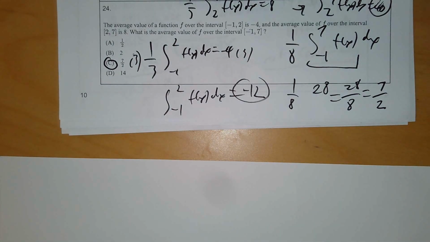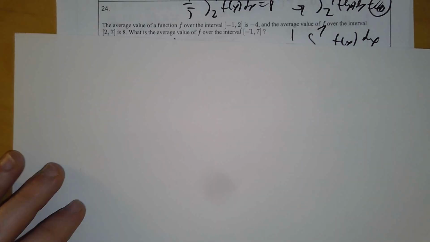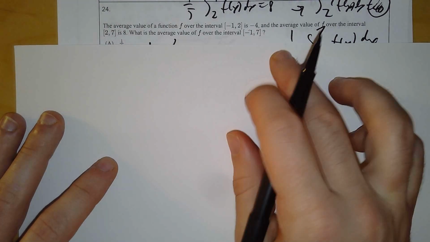If that was confusing to you, I'm going to re-explain this again. If you got it, you can move on, but I'm going to re-explain this one more time. Basically, I want the average value of negative 1 to 7.